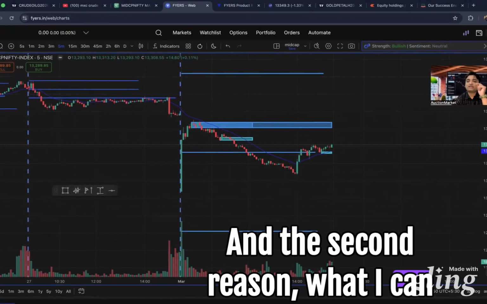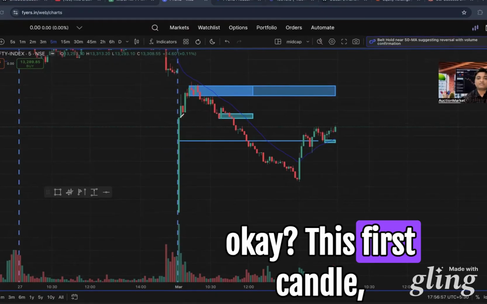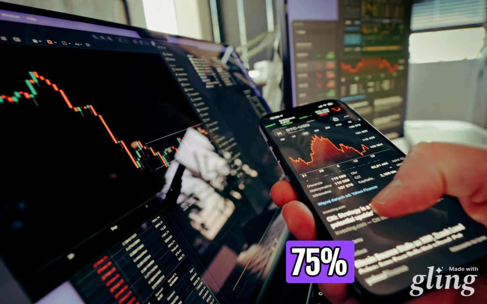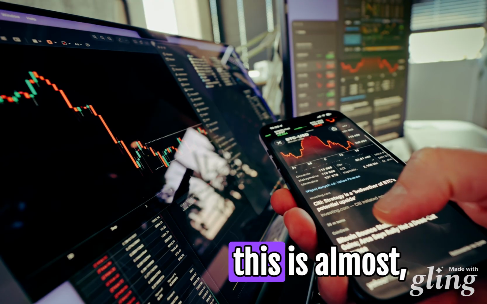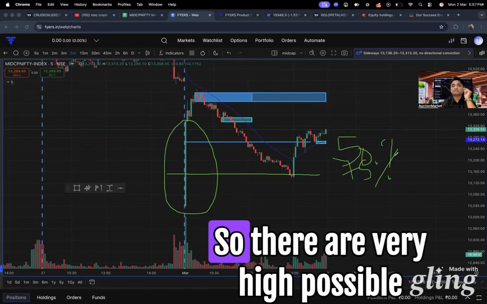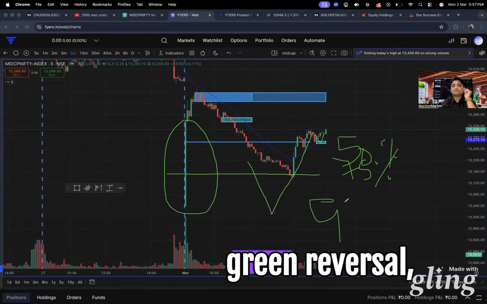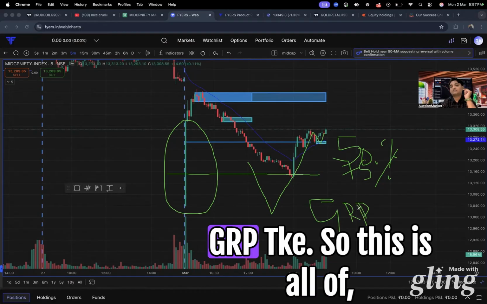And the second reason I can tell you is this first candle, this is a bullish candle, and the market has retraced almost 50 or 75% of it. This is almost 50%. So there are very high chances that the market, this is something called a green reversal. We call it GRP.